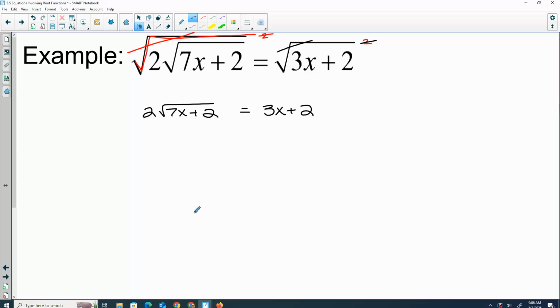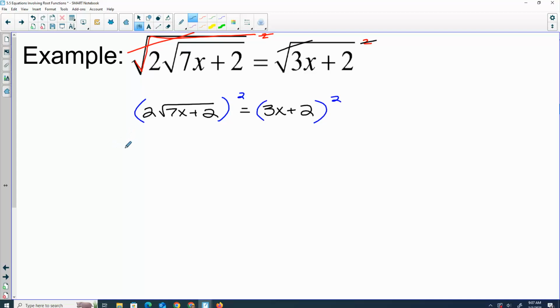Here, I do have a 2 outside. And the only way to move that 2 over is to divide by it, which will give me a fraction. It's not going to make much difference either way here. Do you want a fraction or do you want to avoid it? Avoid it. Okay, if we want to avoid, we know we have to square each side.